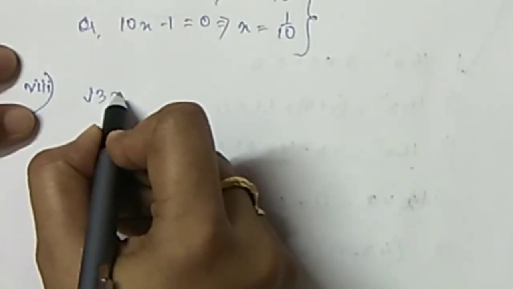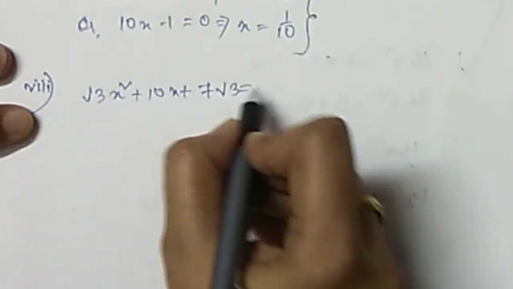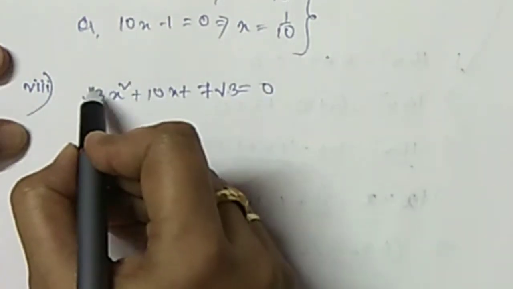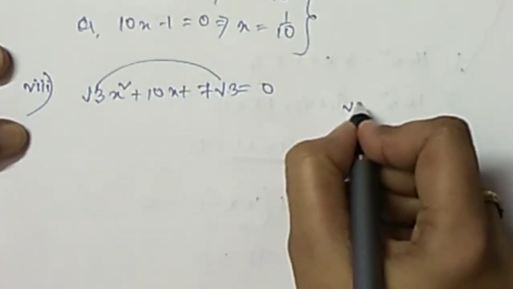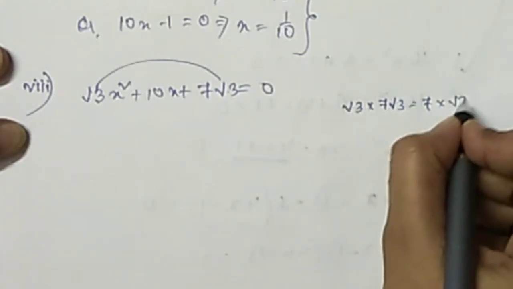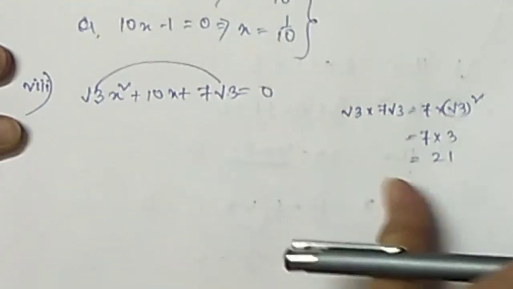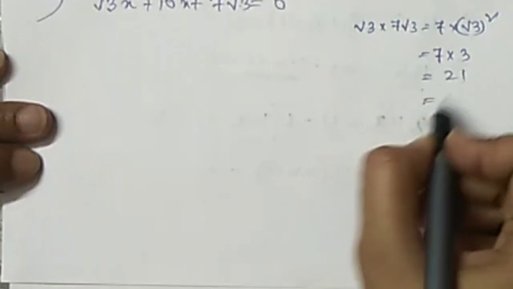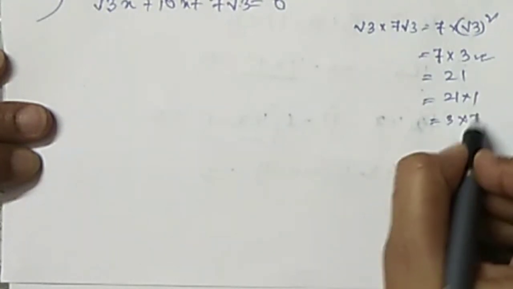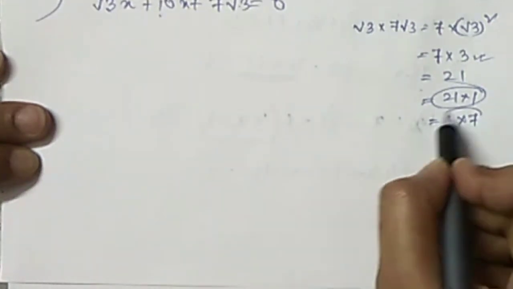Next sum, root 3 x square plus 10x plus 7 root 3. Again the same thing, root 3 and root 3, so these two get multiplied. Root 3 into 7 root 3 will give you 7 into root 3 square, that makes only 3, so 7 3s are 21. Now for 21 we have one pair, 3 and 7, and 21 into 1. By using 21 and 1 we won't get 10, so we have to take 3 and 7.